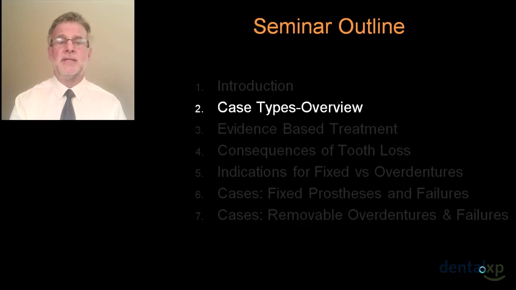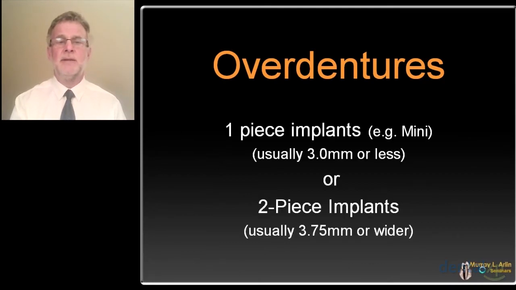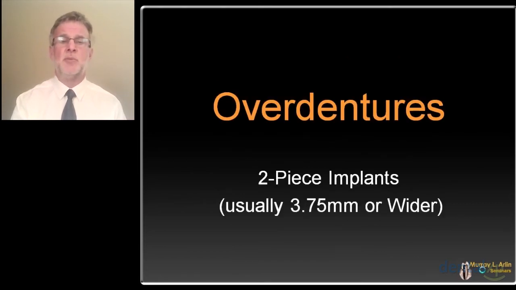So let's look at some case types. Let's first look at an overview of different case types, and then we'll be delving into more detail. And again, when we look at overdentures for starters, we could be considering one-piece implants, and most often those are the mini implants, but not always, so usually less than 3 millimeters. Or we could be more often looking at using a two-piece implant design, and typically those are 3.75 or wider. Once again, with two-piece implants, you have different implant designs, some designed for a submerged protocol, some designed for a one-stage protocol, and we'll look at those too.